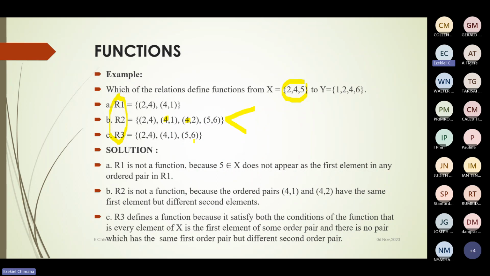Let's look at R3. At R3, we've got (2, 4), (4, 1), and (5, 6). This one is a function. Why? This 2 is part of our domain. This 4 is part of our domain. This 5 is part of our domain. And also this 4 is part of our range, 1 is part of our range, and 6 is part of our range. And if you look at it, nowhere do we have a value of x being mapped to 2 values in our range, or more than 1 value in our range. So that's how you can define a function.